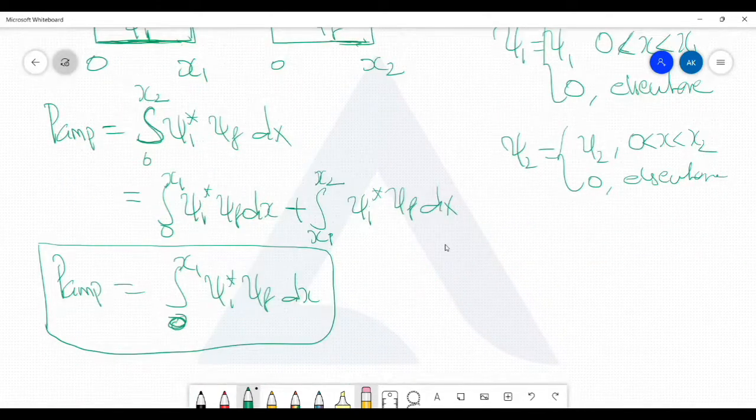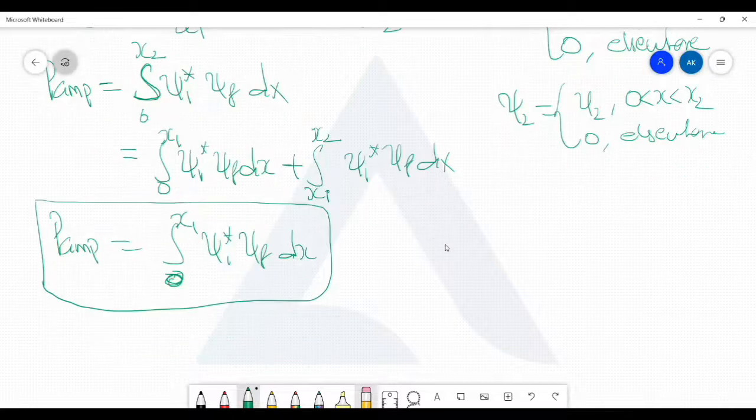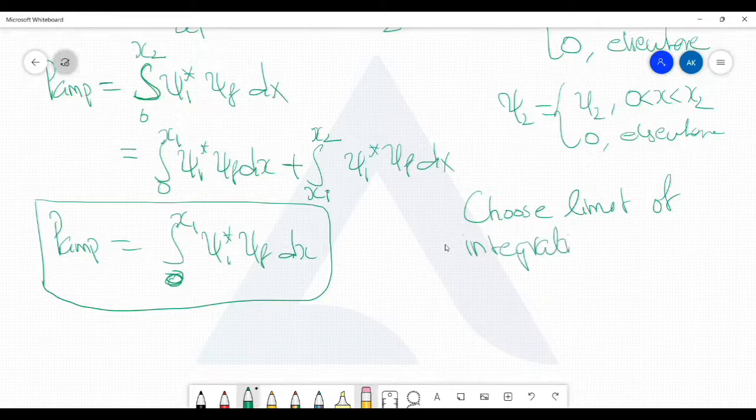Okay, choose limit of integration where both psi exist. Okay.